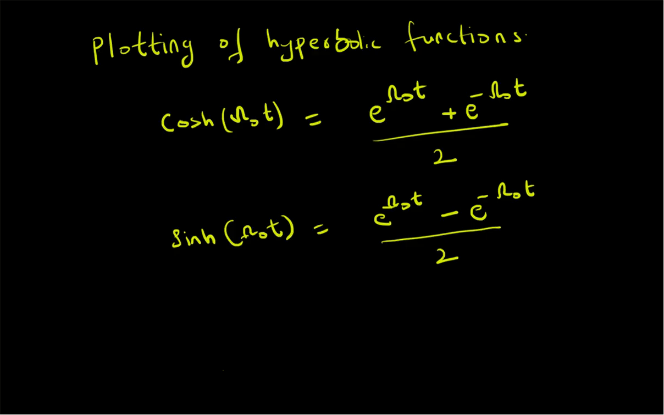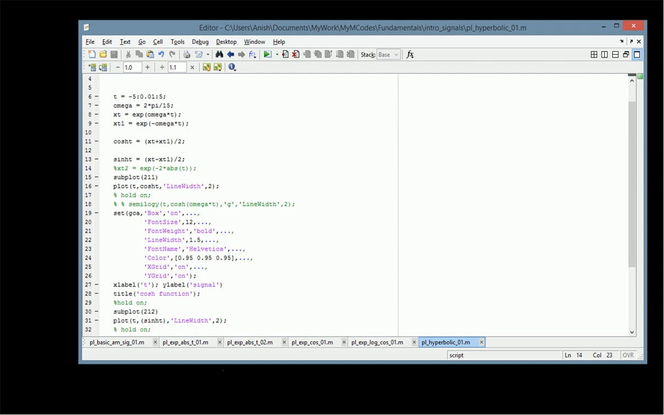So to summarize, in this video we have looked at the plotting of hyperbolic signals such as cos h signal and the sin h signal. So the cos h is defined as exponential of omega naught t plus exponential of minus omega naught t divided by 2, and sin h is defined as the difference between exponential of omega naught t and exponential of minus omega naught t, divided by 2.